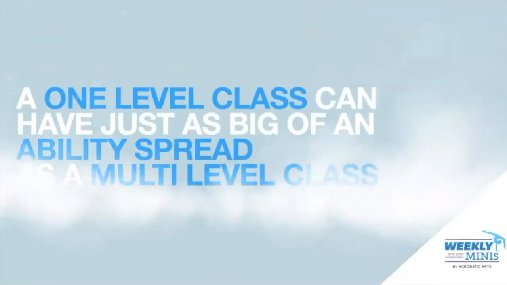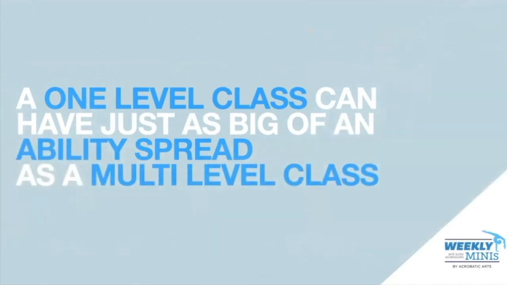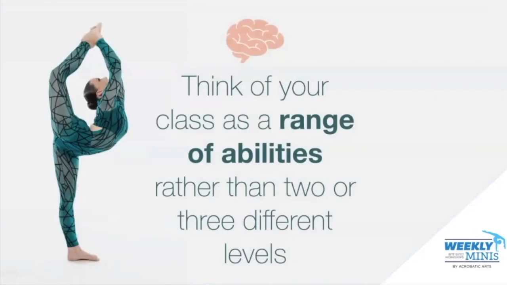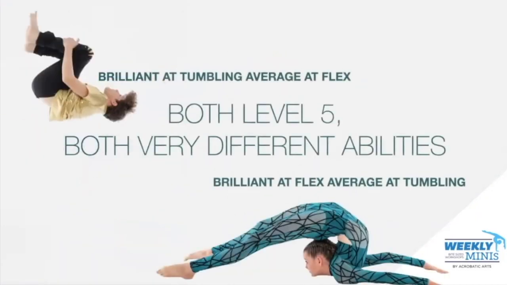The reality is a one-level class can have just as big of an ability spread as a multi-level class. Think of your class as a range of abilities rather than 2 or 3 different levels. Teachers actually manage workloads for a range of ages and abilities in any given class, not just a multi-level class. Students may start their training later than others. Some students may be brilliant at flexibility, but average at tumbling, while others have the complete opposite set of skills and struggles. Some students are better at working independently, while others need things broken down into very bite-sized bits.